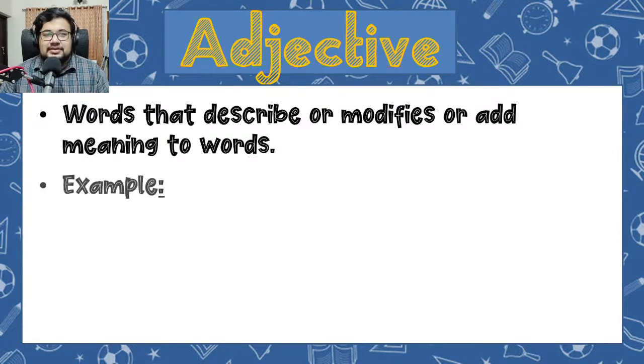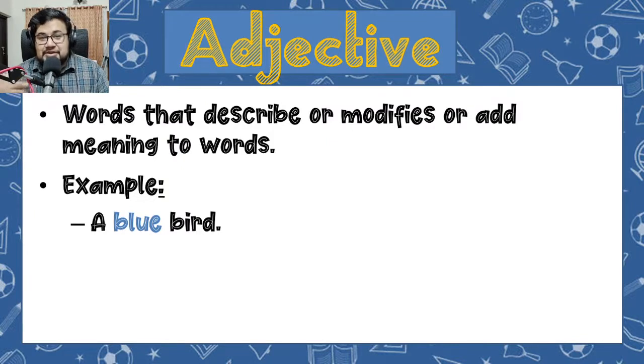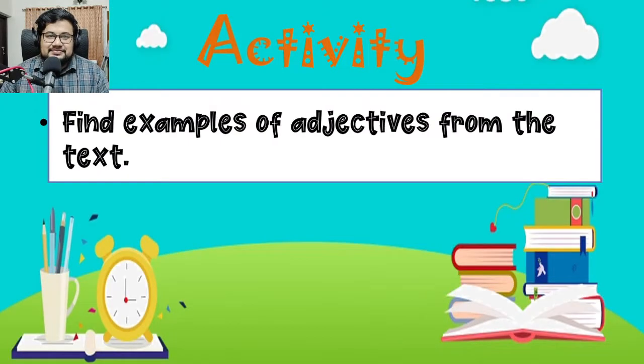Okay, let's see an example. A blue bird. Yes. Here the word blue is the adjective. That is adding some additional qualities or giving us more information about the word. Hence, the word blue can be considered as an adjective.